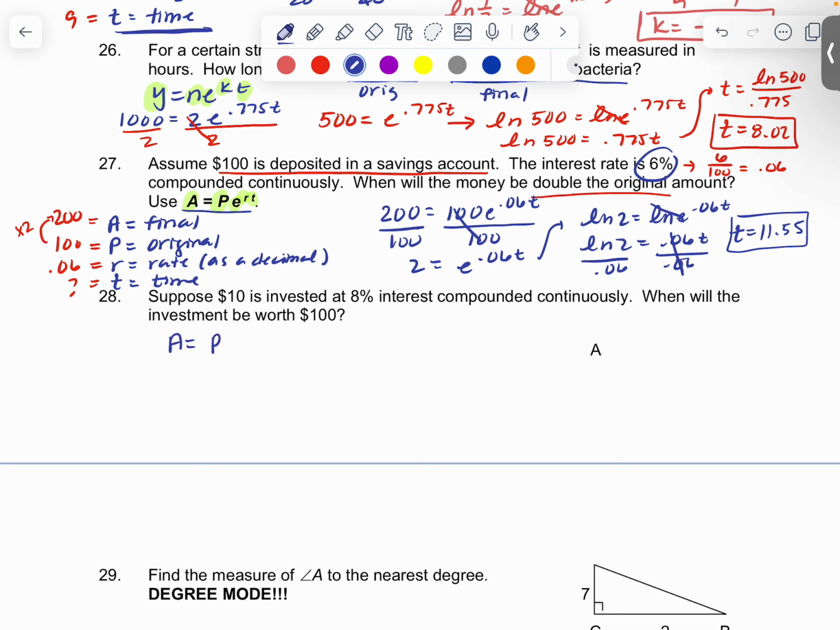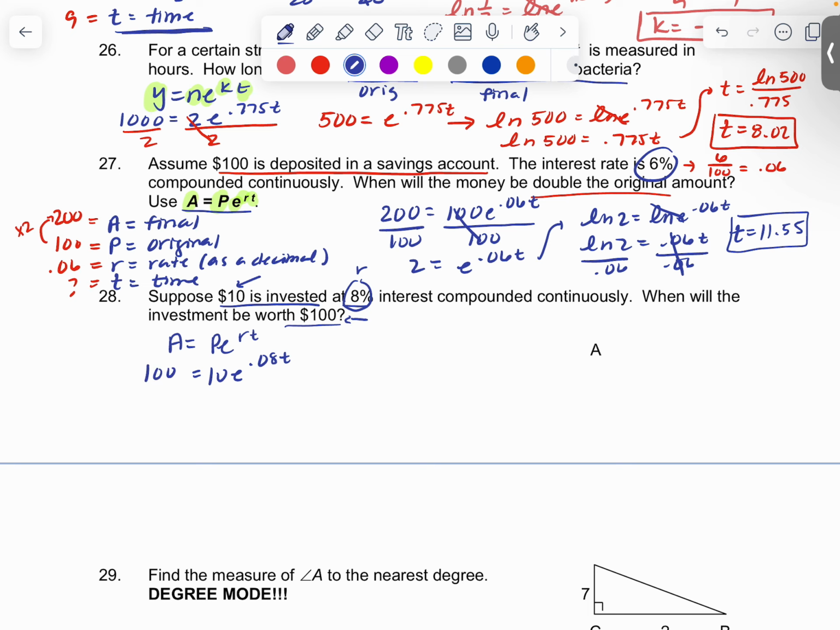A equals PE to the RT. So this time we invest $10 at 8% compounded continuously. When will the investment be worth 100? So this 10 is your original, so that's your P. Okay, the 8%, this is your rate. So it's E to the 0.08t. Remember, I have to change it to a decimal. And the final amount, that's your A, that's worth $100.